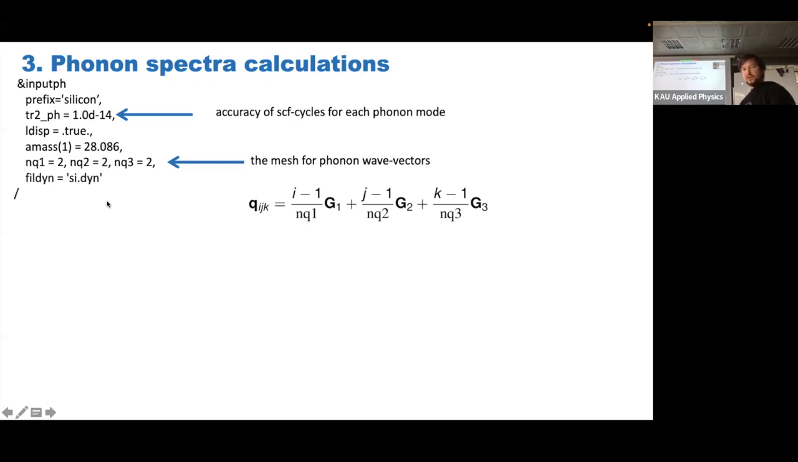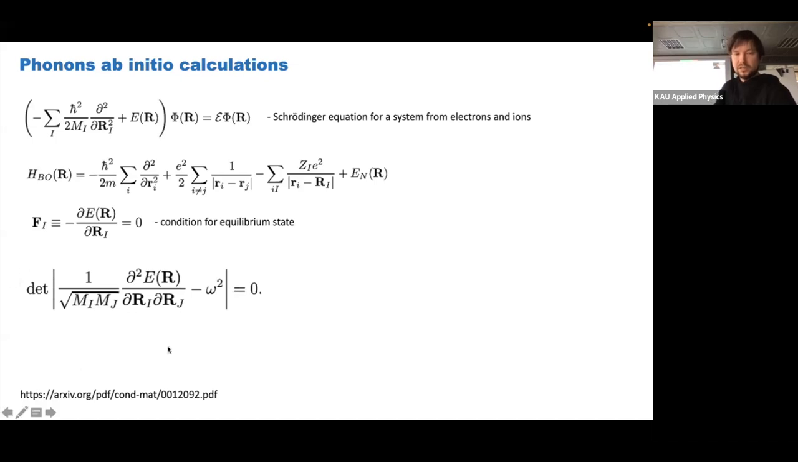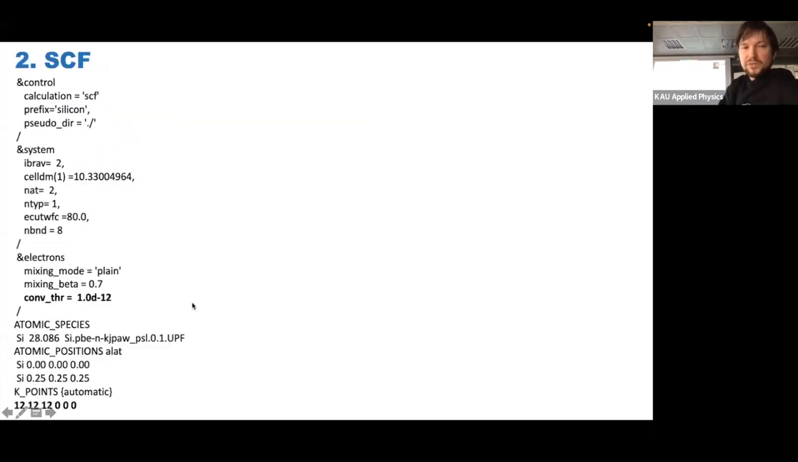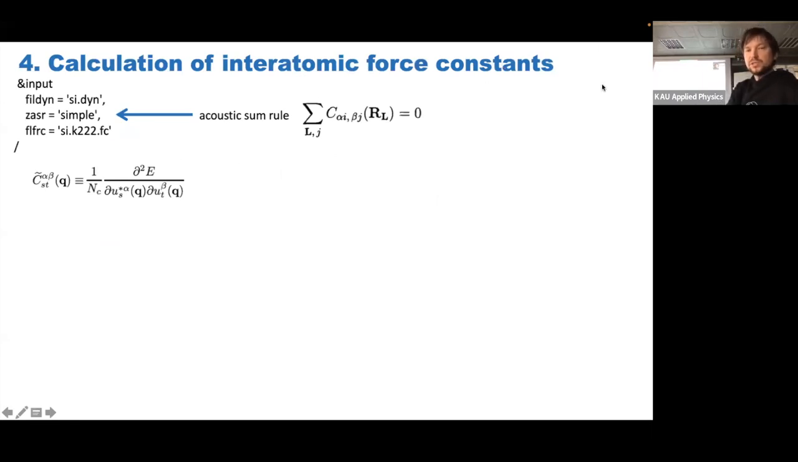And fildyn is the file where our dynamical matrix will be stored. This dynamical matrix. Then we take this dynamical matrix, which we get in reciprocal space from ph, and on the next step we should apply something called q2r. This is our file called q2r. It means that we take those forces from the reciprocal space dynamical matrix and transform them to real space, because we are working in real space and we want to see these frequencies in real space.